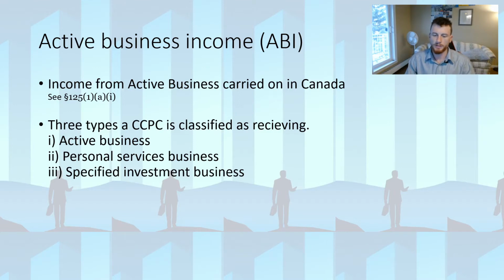A corporation, a CCPC, can receive 3 types of income: active business income, personal services business income, and specified investment income. There are also other types of income, such as specified partnership income and corporate income, but we'll just discuss these 3 in detail and then cover examples of partnership and corporate income.